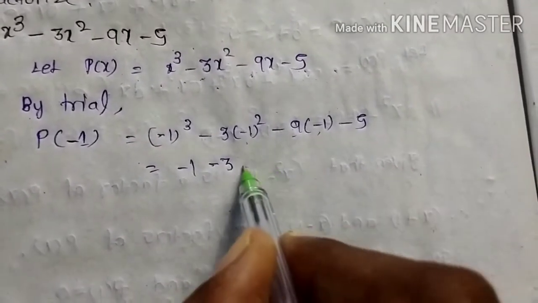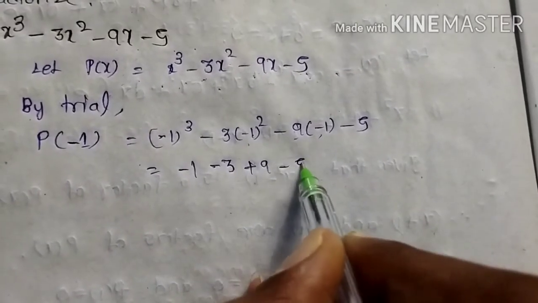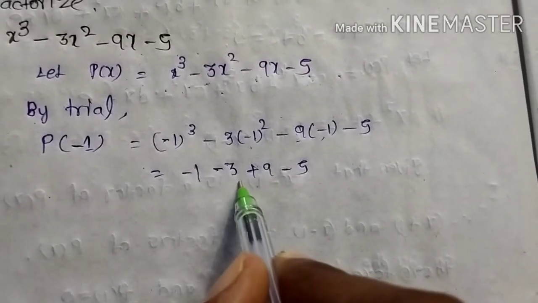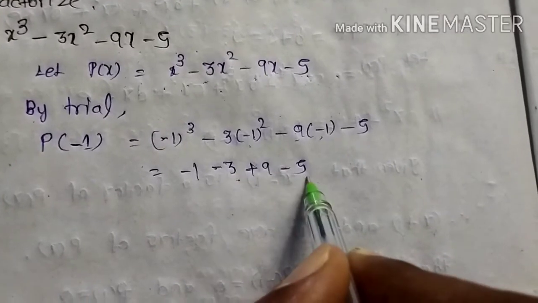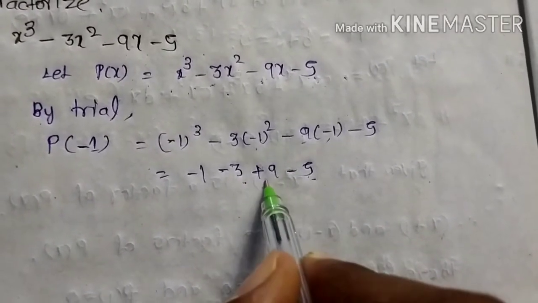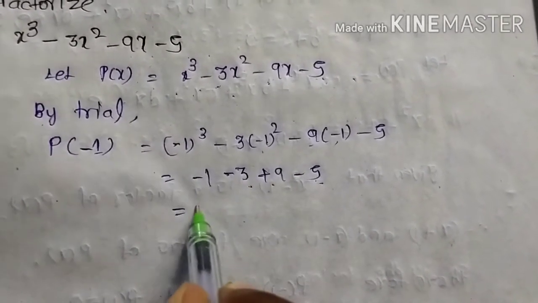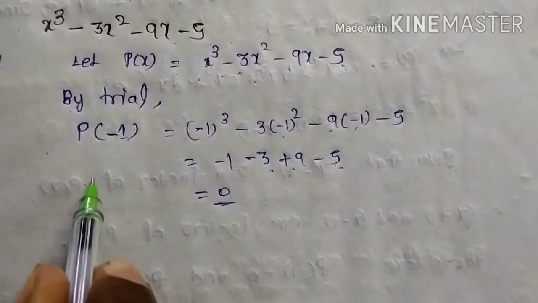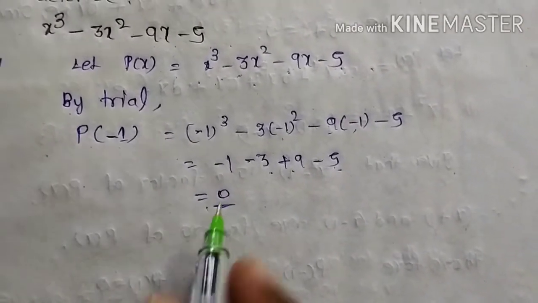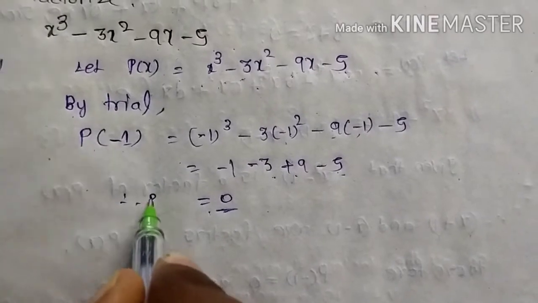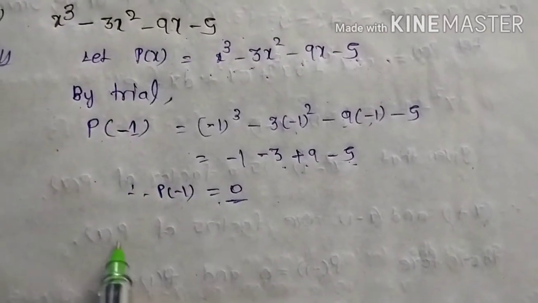Here minus 3, plus 9, here minus 5. Once you can observe here, minus 1 minus 3 is how much? Minus 4. Minus 4 minus 5 is how much? Minus 9. Minus 9 plus 9 is how much? 0, or not? That means you are getting 0. Therefore, you can see here p of minus 1 is equal to how much? You know that p of minus 1 is equal to 0.